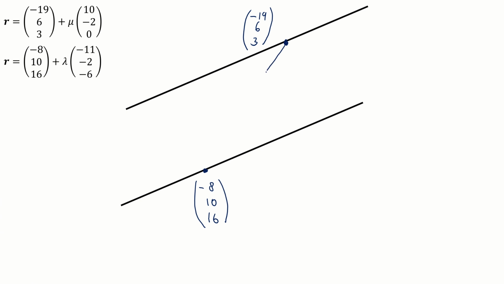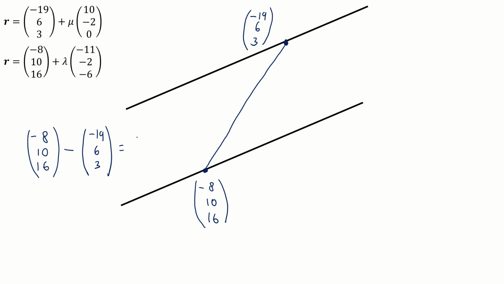What I'm then going to do is find the vector joining those 2 points together. And to reduce the number of minus signs I'm having to deal with, I'm going to do it as -8, 10, 16 minus -19, 6, 3. Now, of course, technically, if you subtract vectors the other way around, it changes the direction of the vector, which in theory does affect the problem, but in reality, because of the way I'm doing the approach I'm showing here today, in the long run, it won't matter what direction this particular vector is going in.